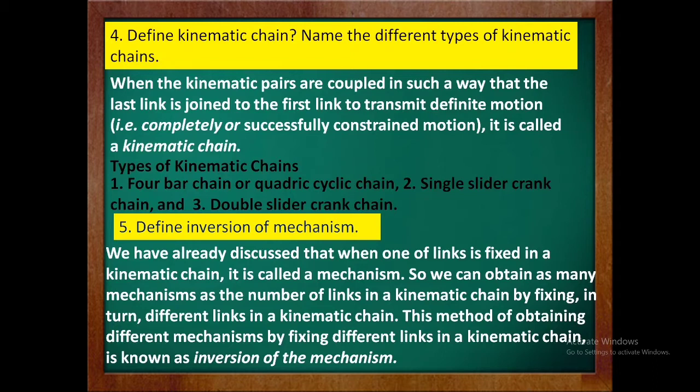Next, question number 5. Define inversions of a mechanism. We know that when one of the links is fixed in a kinematic chain, then it is called a mechanism. So we can obtain as many mechanisms as the number of links in a kinematic chain by fixing in turn different links in a kinematic chain. This method of obtaining different mechanisms by fixing different links in a kinematic chain is known as inversion of the mechanism.